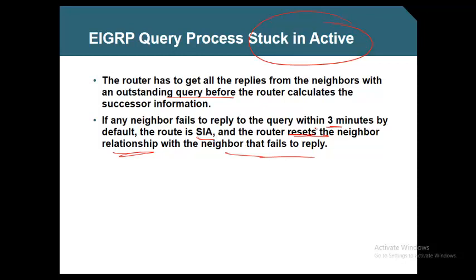Queries are unicast. Query means it's asking for the routes. It will ask all the neighbors. It's a query packet, not a hello packet, for the network route which is lost.